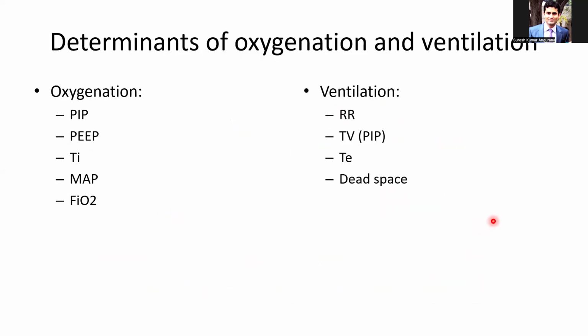So we have discussed this already. So what are the determinants of oxygenation and ventilation? If there is any problem with oxygenation, we have to increase mean airway pressure, which depends on peak inspiratory pressure, positive end expiratory pressure, and inspiratory time. So these are the three factors which determine MAP. We can increase these three factors within permissible limits, and if none is working, then we can increase FiO2. But if there is a problem with ventilation, we can increase respiratory rate and tidal volume. We can increase expiratory time, and we can avoid dead space. Like if there is any dead space in the circuit, we can remove that, right?